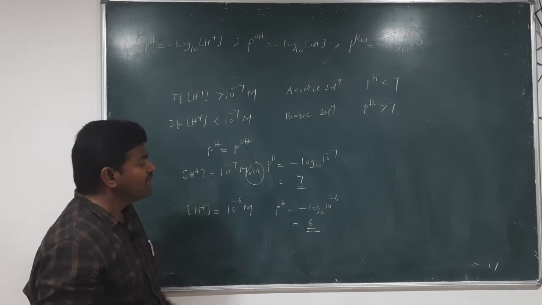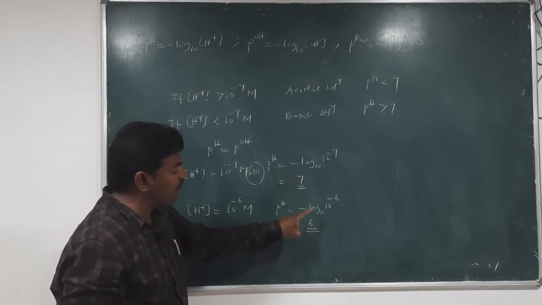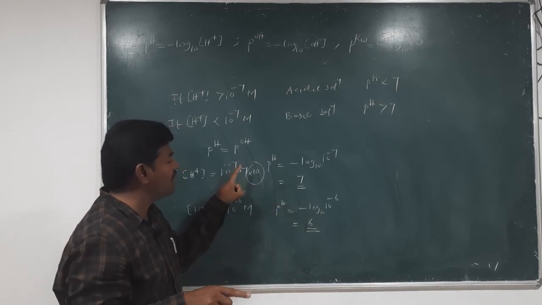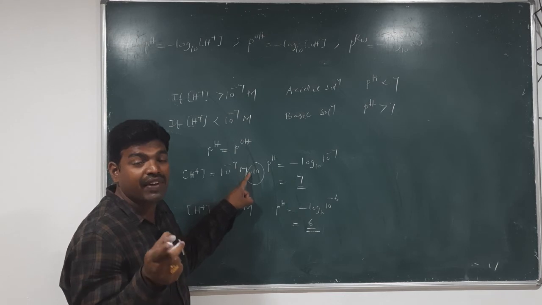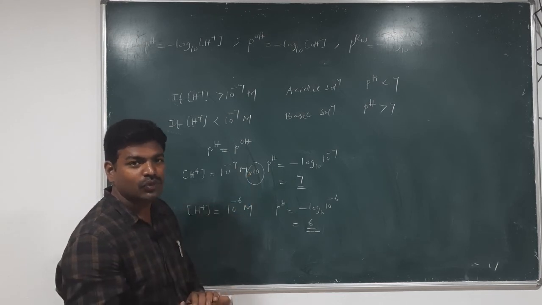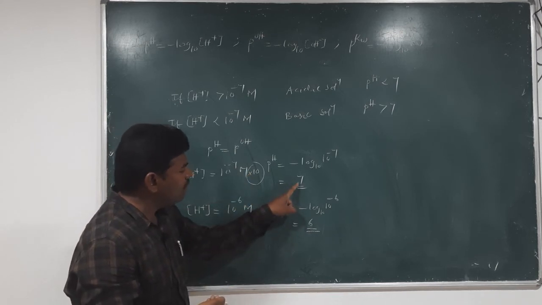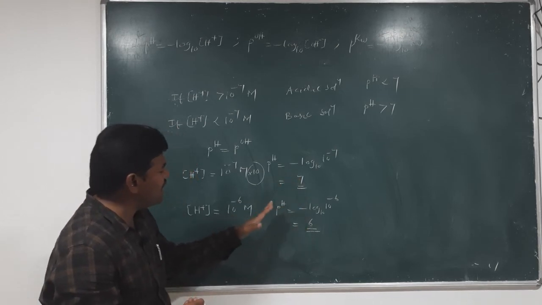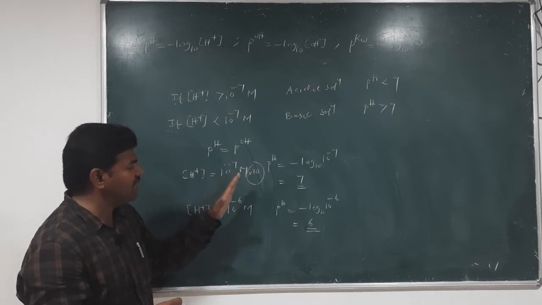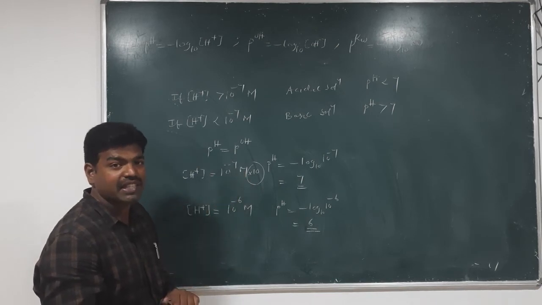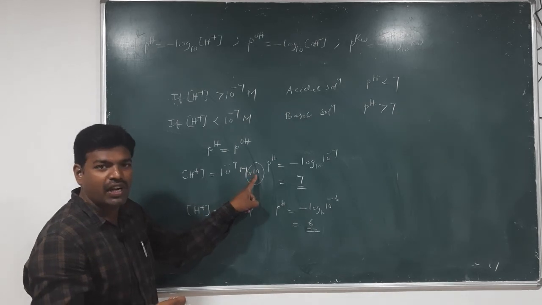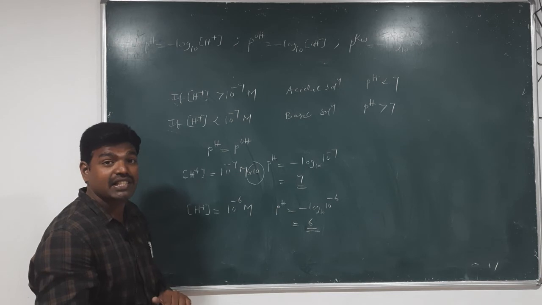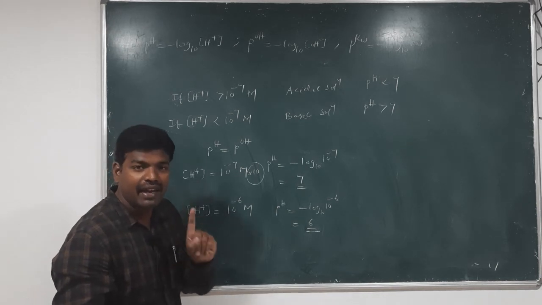That is, a change in pH by 1 unit means that the concentration of H plus ions changes by a factor of 10. So, pH 7 to pH 6: what is the change in concentration of H plus ions? It is a 10-fold increase. The concentration of H plus ions changes by a factor of 10.